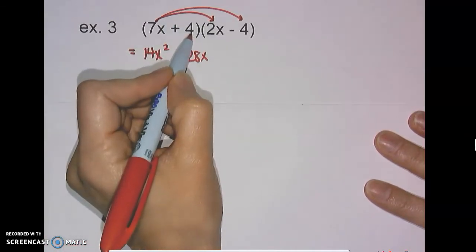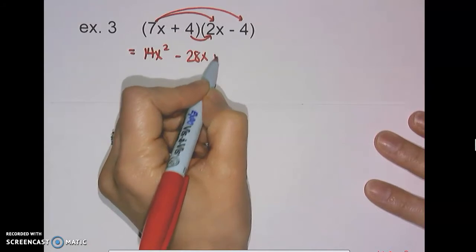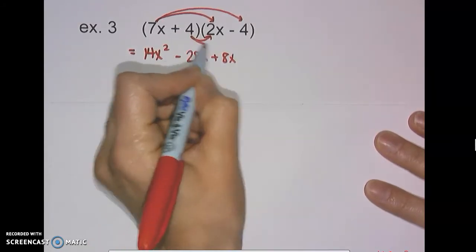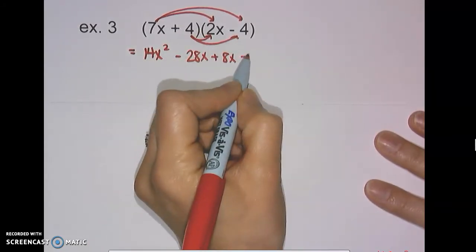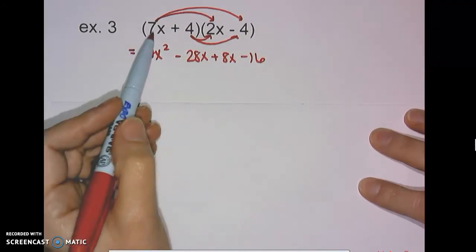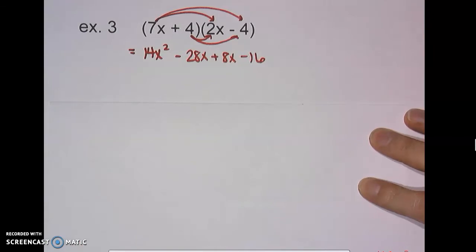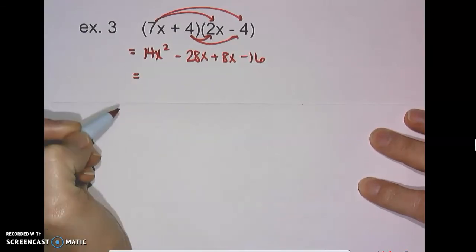Now we're going to take this positive 4 and distribute it. So 4 multiplies by 2x to give us 8x. And 4 multiplies by negative 4 to give us negative 16. So you're taking this first piece and it distributes to everything. The second piece gets distributed to everything. And now we're going to combine like terms and make sure that we're writing it in standard form.